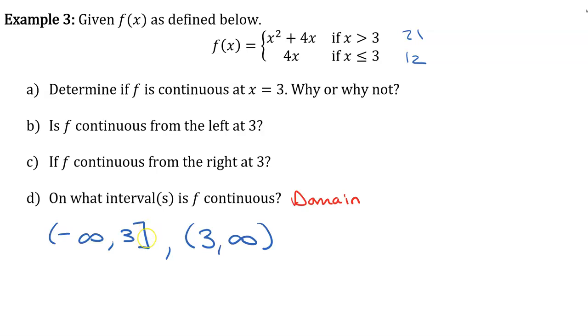Now, why is this a bracket on the 3 on the left where it's not a bracket on the right? Well, think about the symbols themselves. We have greater than 3 on the right and less than or equal to 3 on the left. Remember that if you have a less than or equal to or a greater than or equal to in interval notation, those will be brackets, and everything else will be parentheses, less than, greater than, or infinity, either way, for interval notation.